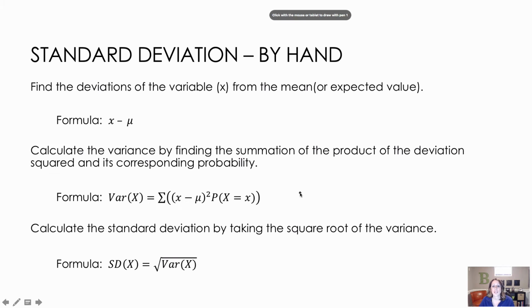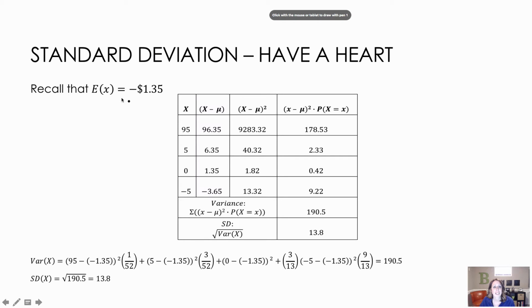Just as we did before, variance is first found by finding the variations from the mean, so our value minus the mean, and then we square those because that makes them positive, and then we multiply them by the probability and find the sum, and that's variance. This doesn't really make sense until you actually do it. Once we find the variance, we take the square root to find the standard deviation. Recall previously that we found the expected value was negative $1.35. That's our expectation each time we play.